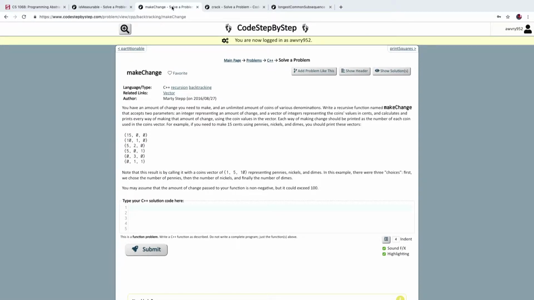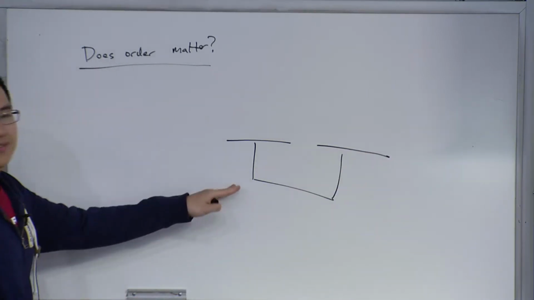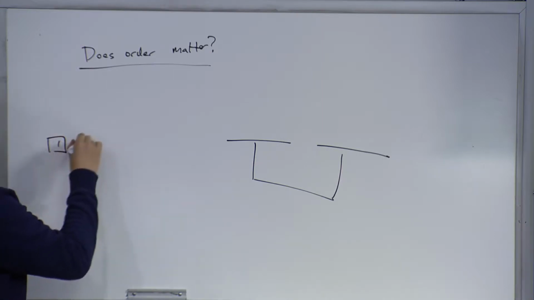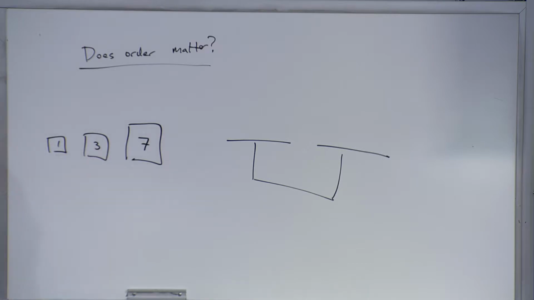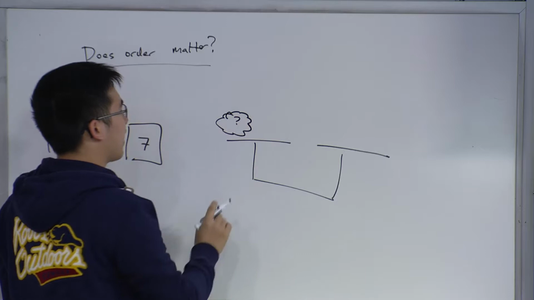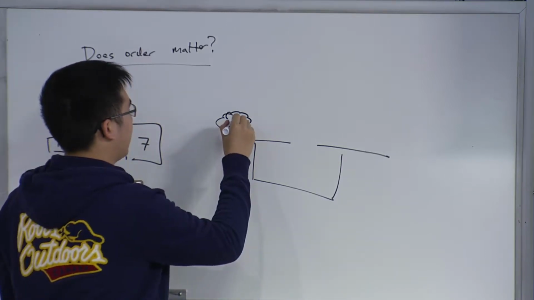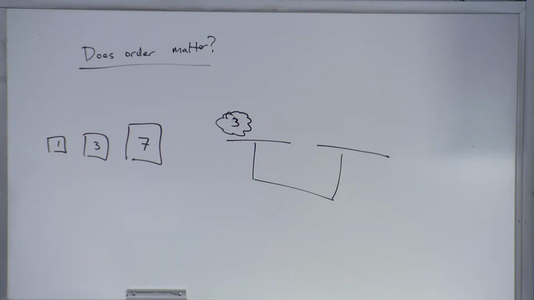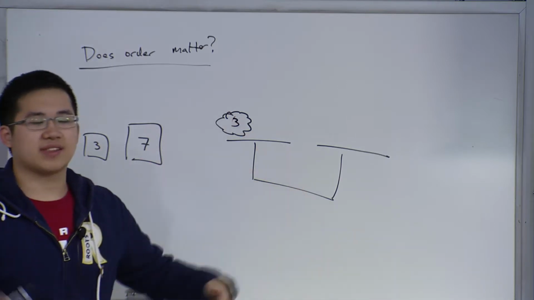So imagine you have a scale. I guess scales look like that. And then you also have a set of weights. Let's see, you have a 1, you have a 3, and you have a 7. I'm going to give you a mystery object, and just secretly, you know that the weight of this is like 3. And then the question is, can you put these weights onto the scale so that you can balance the scale?